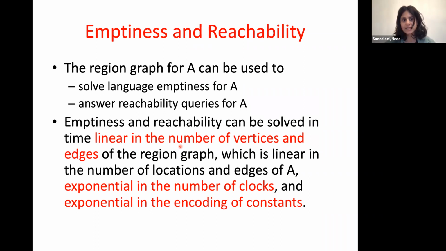The consequence of this is that the region graph for A can be used to solve language emptiness for A and answer reachability queries for A. Those questions that previously we would not be able to answer using the transition system now become feasible by using the region graph. Emptiness and reachability can be solved in time that is linear in the number of vertices and edges of the region graph, which is linear in the number of locations and edges of A. It is exponential in the number of clocks and exponential in the encoding of constants.